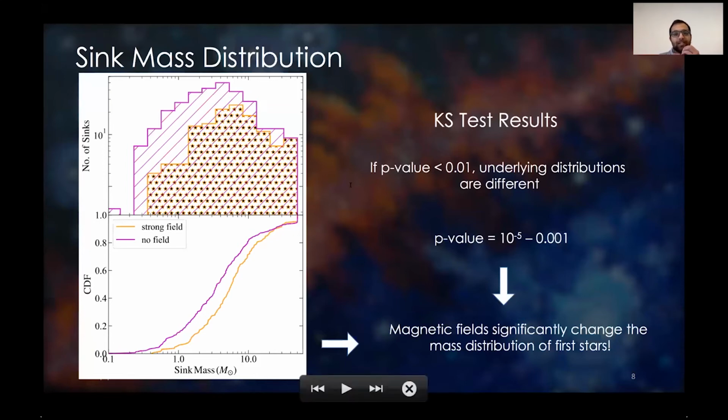And if you were to do a simple Kolmogorov-Smirnov test to figure out whether these 2 distributions are in fact different, you get p-values of the order of 10 to the power minus 5 to 10 to the power minus 3, which basically means that there is like a 1 in a million or 1 in 1,000 chance that you will get the same IMF if you have magnetic fields versus if you don't have magnetic fields.